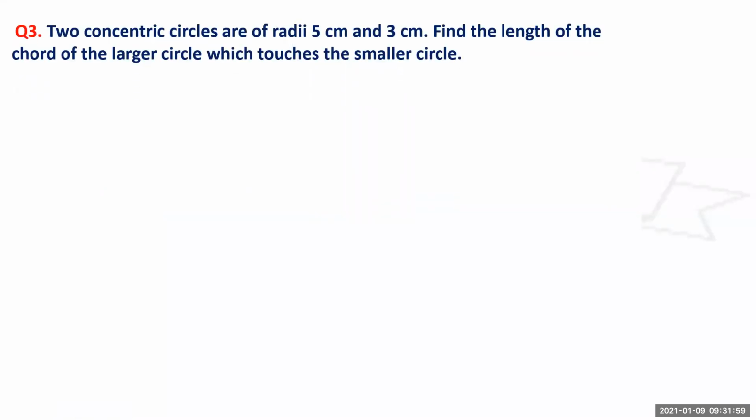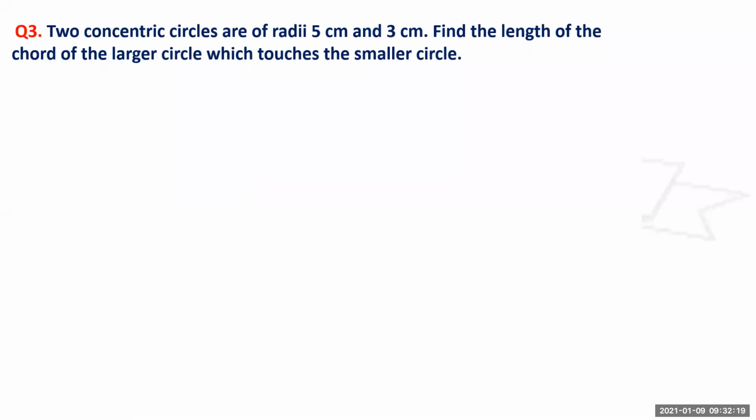Now this is question number 3. The two concentric circles are of radii 5 centimeters and 3 centimeters. Find the length of the chord of the larger circle which touches the smaller circle.